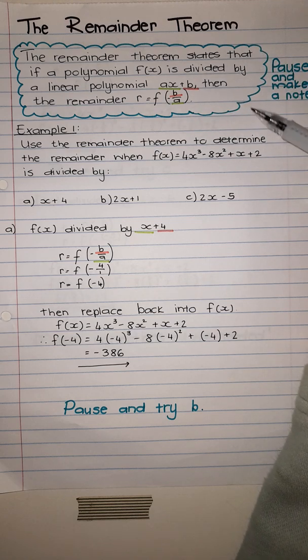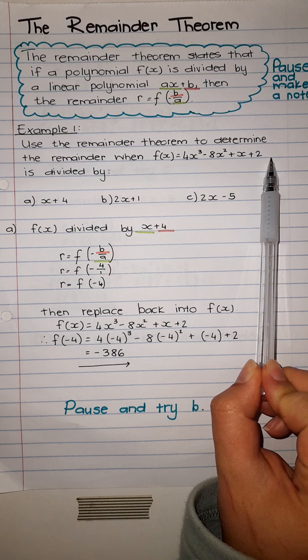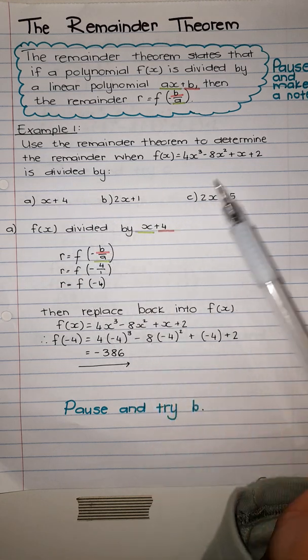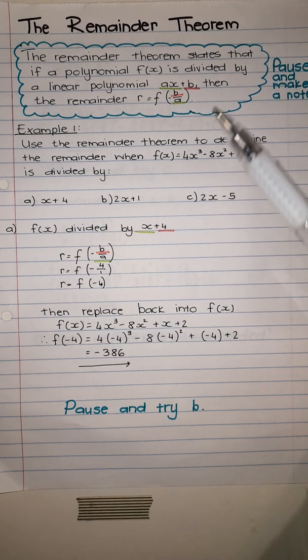Okay. So the quick way to explain that is if I have something like this and they ask me to divide it by a linear polynomial, how do I do that? And that sounds really difficult, but it is really easy. Okay, so let's look at it.